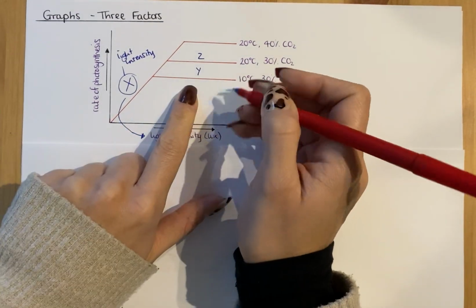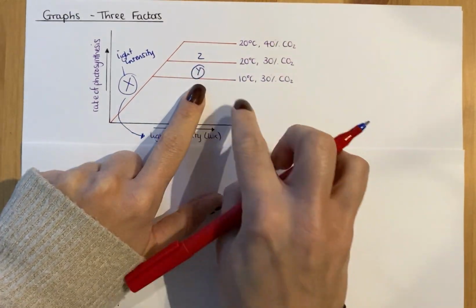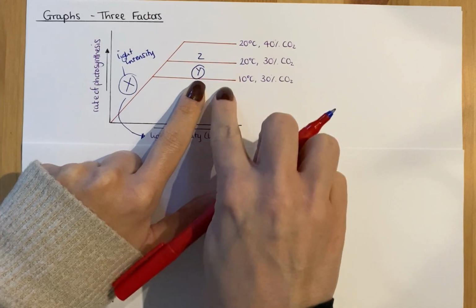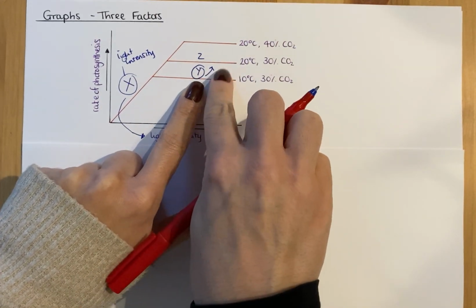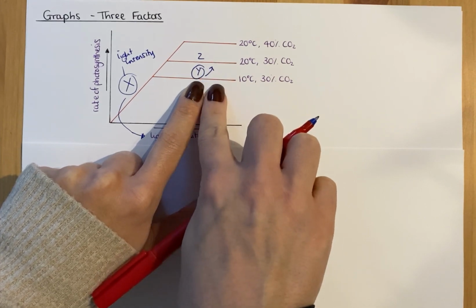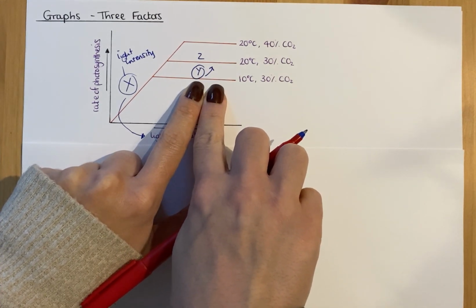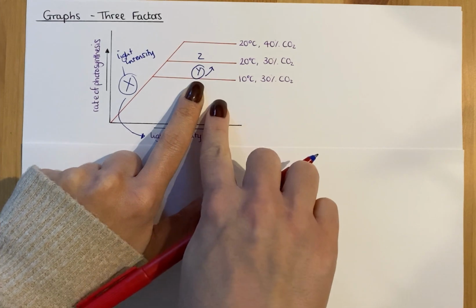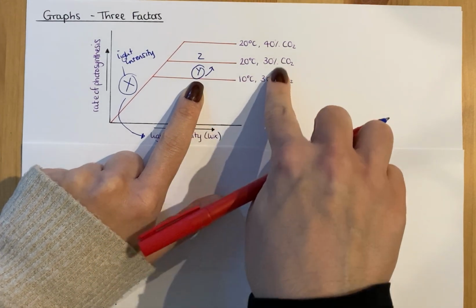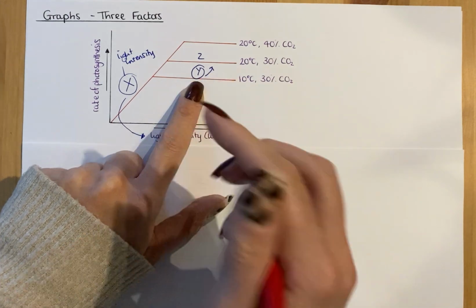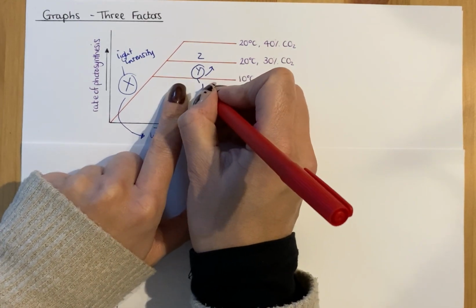Right? Now, what you're looking for at Y is whatever has changed between Y and then moving up to this next stage. So when we want to move from Y up to Z, okay, that rate increases. Now, why does it increase? What has changed between Y and moving up the way? The only thing that's changed is temperature. Okay, carbon dioxide concentration hasn't changed, so that's not caused the rise. So Y is temperature.